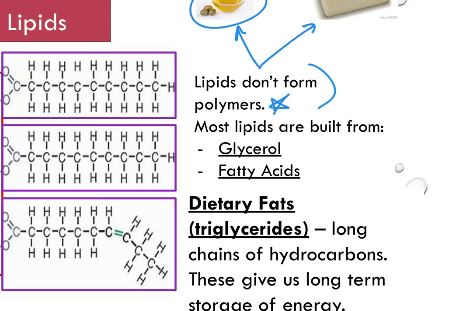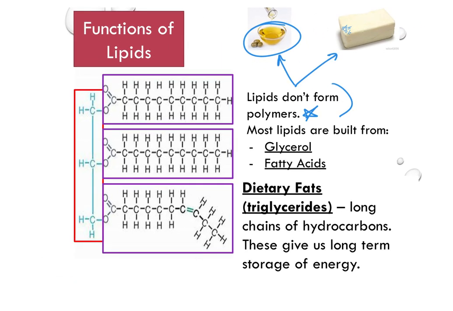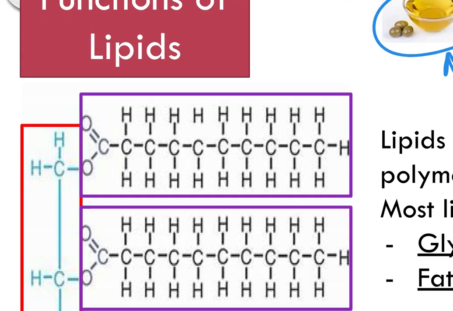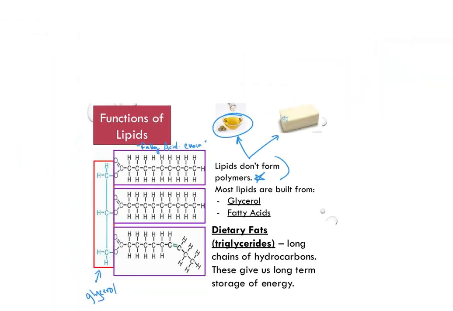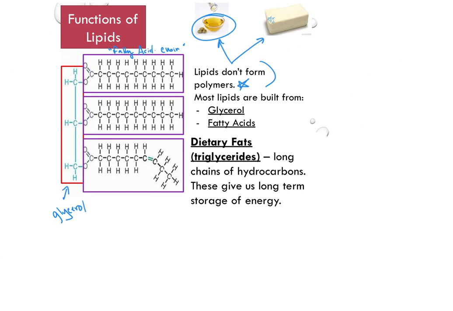Now, when we talk about the structure of a lipid, it has two main parts that you need to know about. The top part is what we call the glycerol. And then these chains are what we call fatty acid chains. These are the energy sources. The main function of lipids is long-term energy storage.